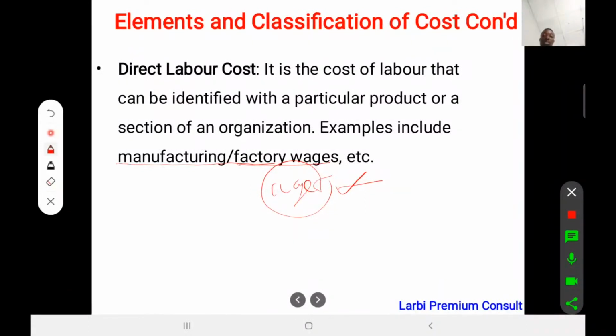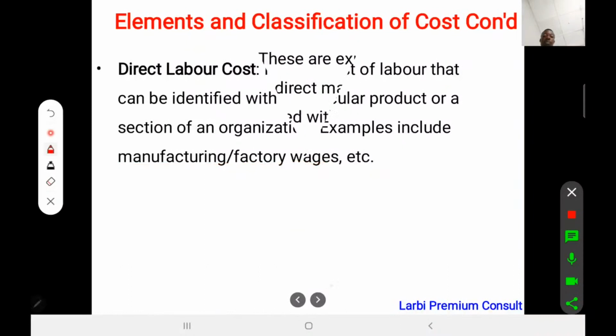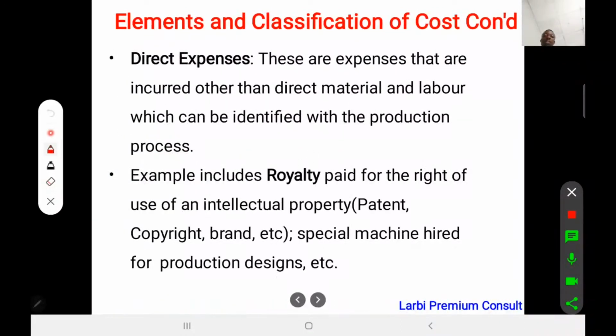So let's take note of that. These are the things you're going to see: manufacturing or factory wages. At any time you see those, then very sharp, you add it to your direct labor cost. And then you have direct expenses. These are other expenses, those incurred other than material and labor. So any other cost that is directly related to the final output, aside from what we have incurred on direct material and on direct labor, becomes a direct expense.